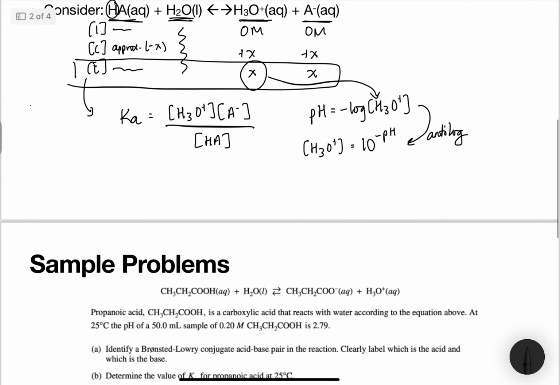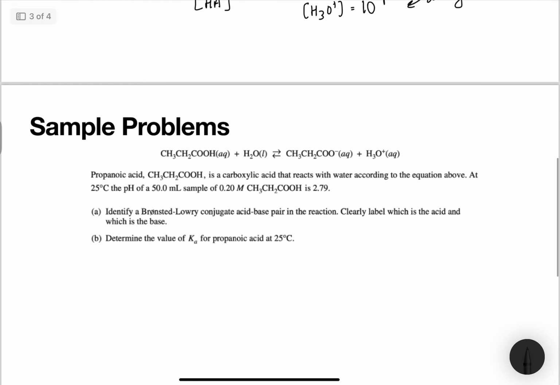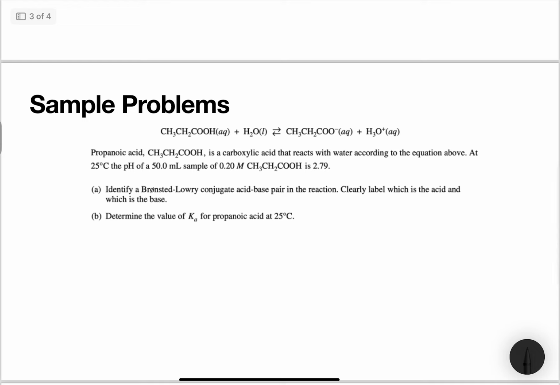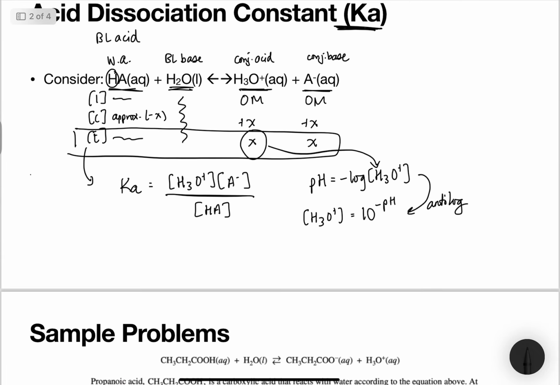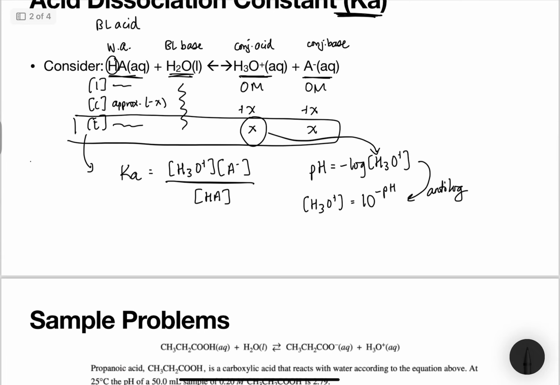So let's move on to a sample question here and see how we feel about this one. So we're given propanoic acid, which the formula is shown, and it's a carboxylic acid that is reacting according to the equation. And I have a certain concentration of it and a certain pH of it. So I first want to identify the Bronsted-Lowry conjugate acid-base pair relationship in this equation and label which one is the acid and base. So do you remember from our sample lesson up here, I said that the Bronsted-Lowry acid is an H plus donor.